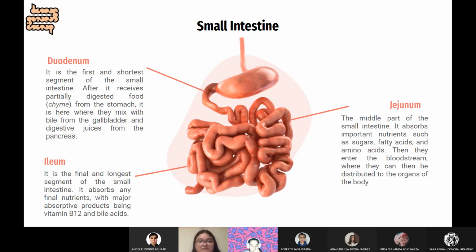Then it is the jejunum, the middle part of the small intestine. It absorbs important nutrients such as sugars, fatty acids, and amino acids. Then they can enter the bloodstream, where they can be distributed to the organs of the body.